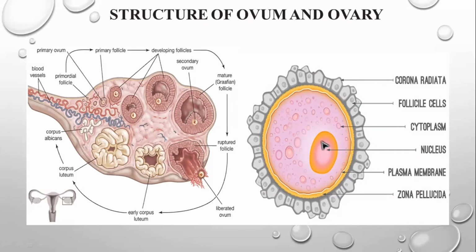Inside the corona radiata we have a yellow-colored layer, which is called the zona pellucida. In between the zona pellucida and the cytoplasm we have a plasma membrane, just like a cell. This plasma membrane is covered by two different layers in the ovum, the zona pellucida and the corona radiata. Why? Because these two layers play a major role at the time of fertilization.